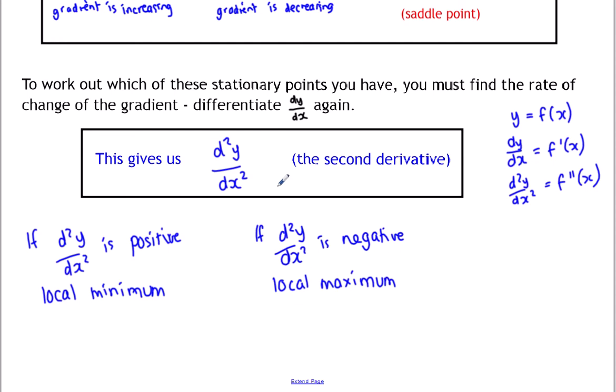Remember, you don't have to worry about saddle points at AS level. That comes later on in A level. It's a bit trickier to prove whether it's going up, going down, or what it's doing.